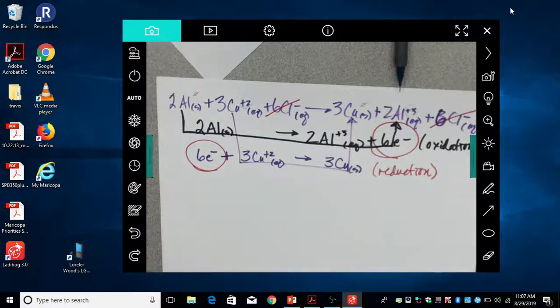All right, so that's, yes? I'm still completely lost on how you got the 6 electrons. Does that have anything to do with the spectator ions, or no? No, the spectator ions mean nothing. That's a good question.